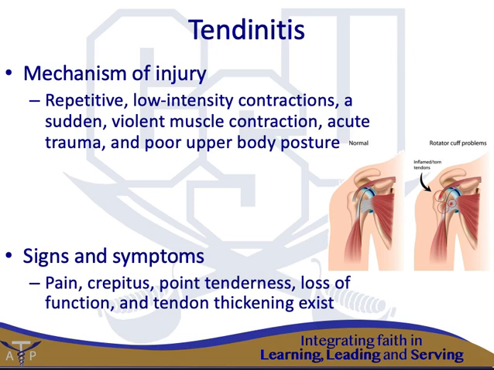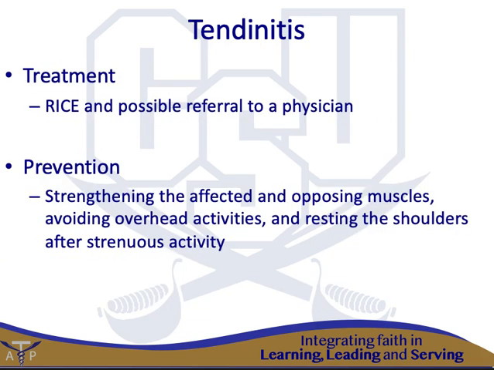Mechanisms, we can see repetitive, low-intensity contractions, typically through throwing or overhead motions, but it could also be from a violent muscle contraction, acute trauma, or poor body position where we're stuck in a position over a period of time. Signs and symptoms include pain, crepitus, point tenderness, loss of function, and tendon thickening that can exist. Treatment again is RICE, and then if it continues to bother the individual, we can refer to a physician where they can prescribe NSAIDs, rest, and rehabilitation for the individual.